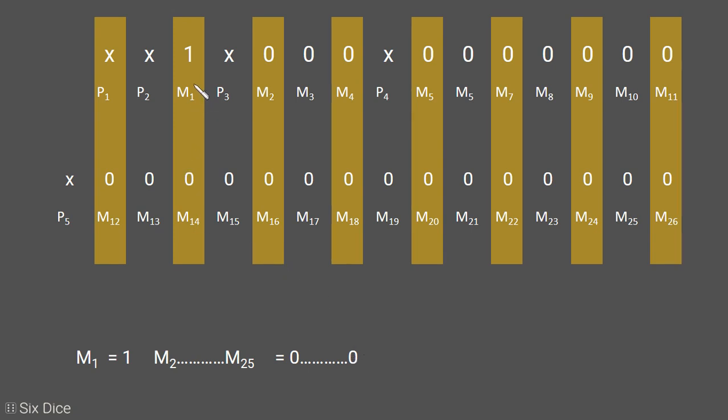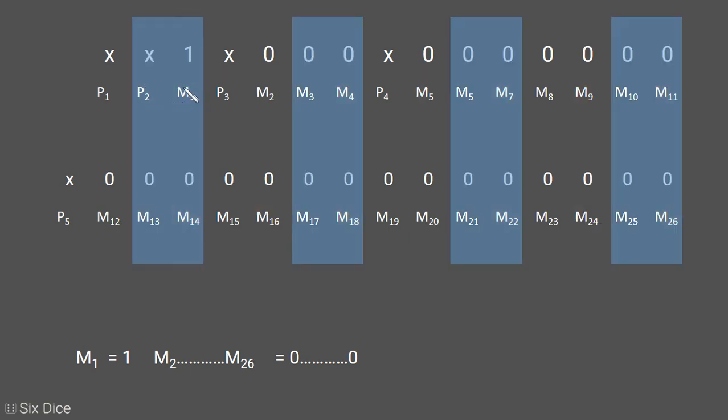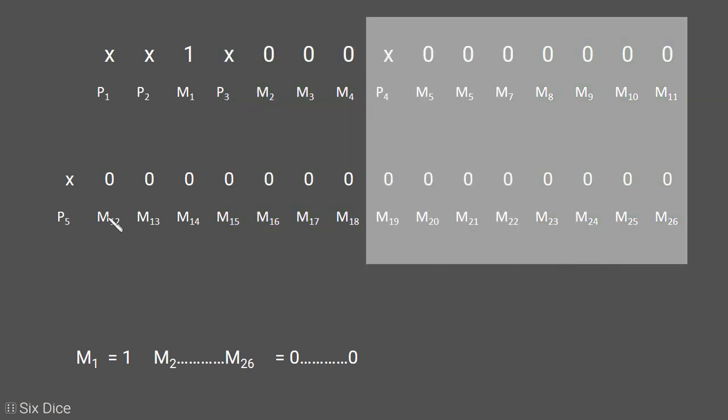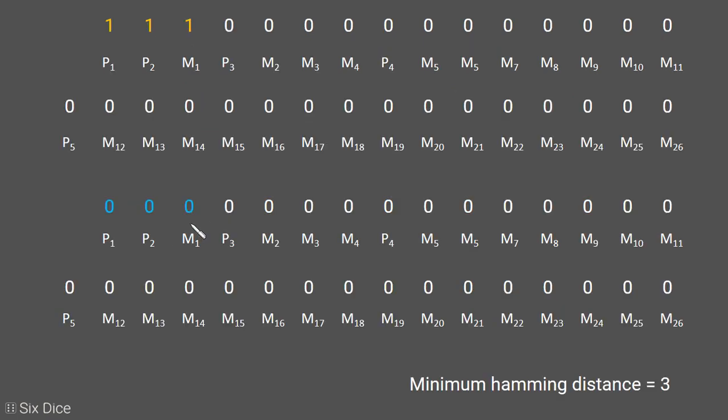Now we will determine which parity bits message bit 1 affects. We can see message bit 1 affects parity bit 1, so parity bit 1 will become 1 to satisfy the even parity rule. Message bit 1 also affects parity bit 2, which will also be converted into 1 to satisfy the even parity rule. Message bit 1 does not affect parity bit 3, parity bit 4 and parity bit 5. So by changing message bit 1 we need to change only 2 parity bits.